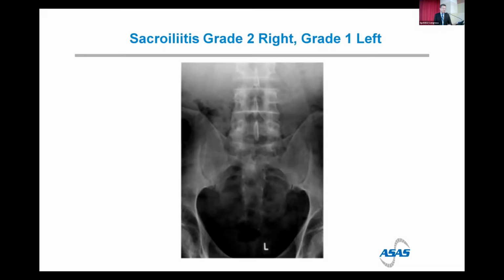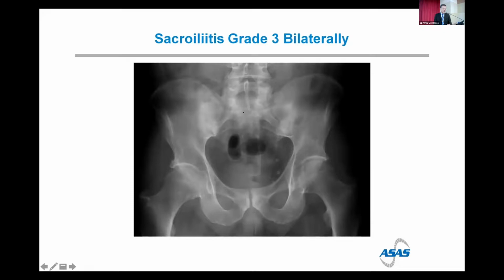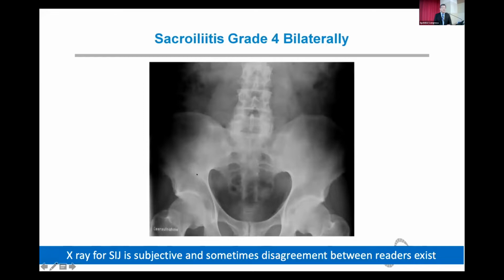And for grade 3, it's definite: subchondral sclerosis or joint erosion, or even joint space narrowing. And you can sometimes see the typical erosion in the bilateral sacroiliac joint. And for grade 4, that would be ankylosis, meaning a bony fusion of both bilateral SI joints. So again, the SI joint grading is very subjective and sometimes disagreement between readers exists. That's why we need classification criteria. We need another modality like MRI.